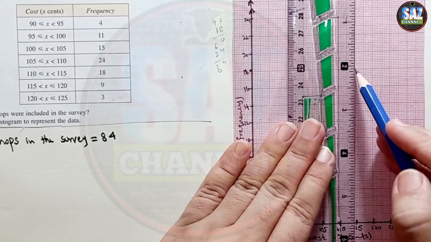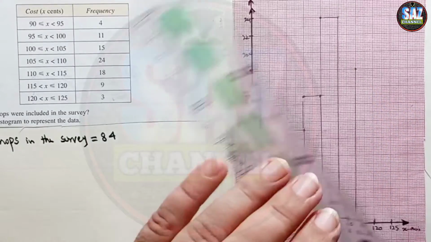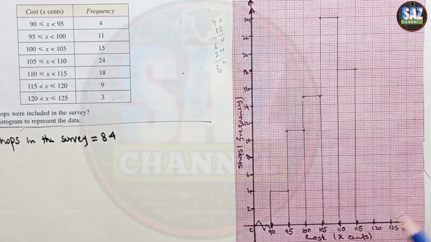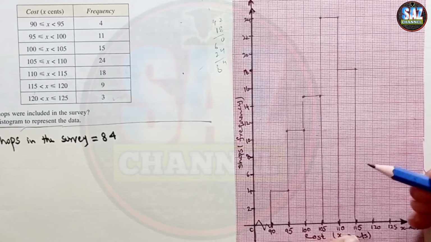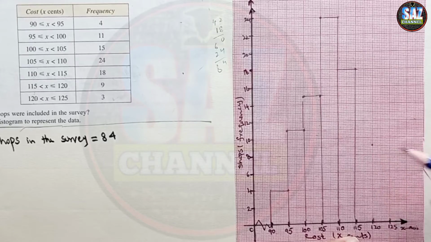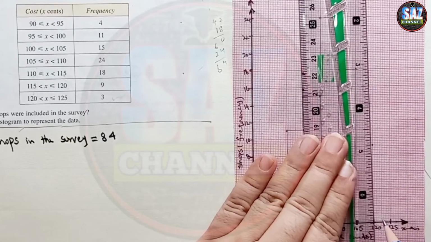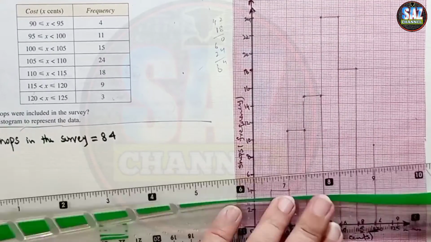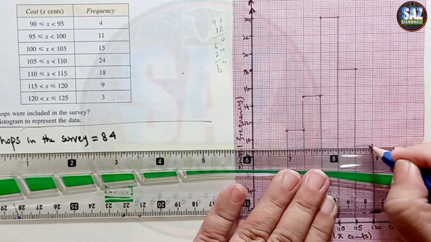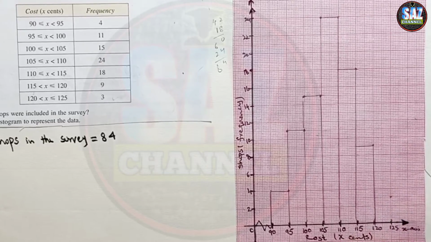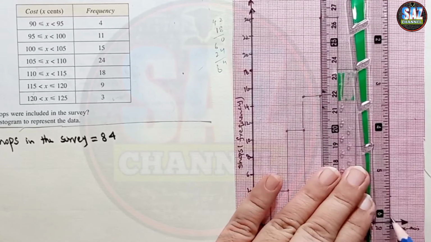So I'm about to finish. This is 18, and then 9. For 115 to 120 the frequency is 9. This is the place for 8, and right in between 8 and 10 I can locate my value 9, or frequency 9. So let me complete the rectangle at this place, and the last one is 3. 3 will be coming right in between 2 and 4. Oh, what a beautiful graph we are getting.